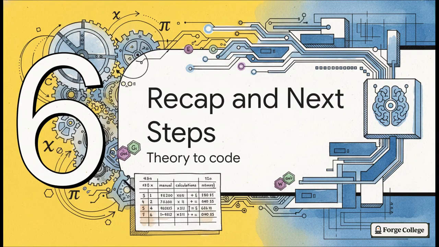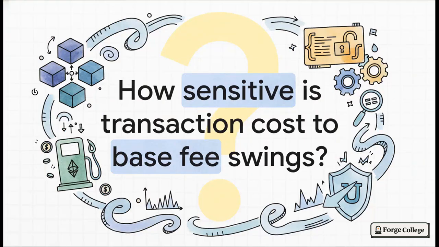Section 6, Recap and Next Steps, Theory to Code. Now, what's really interesting about this slide is how we've transitioned from abstract theory to reproducible deterministic code. We started with the basic gas formula, we mastered the language of gwei and wei, we ground through the manual calculations to understand the scale, and we ended up with a rock-solid blueprint for an automated AI calculator that you can trust. So I want to leave you with this final provocative thought.